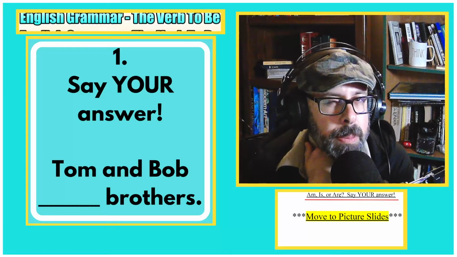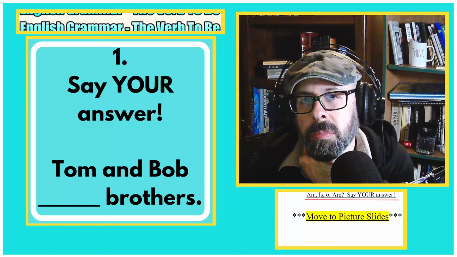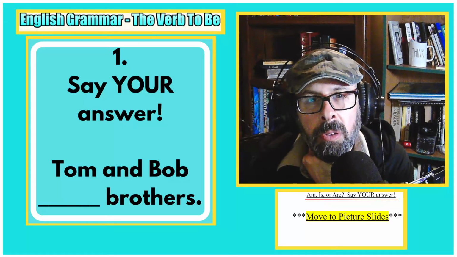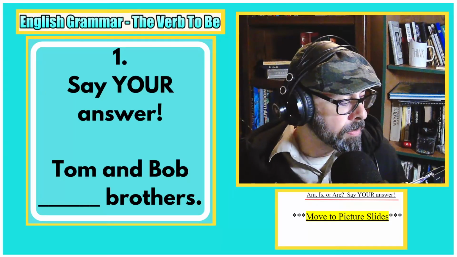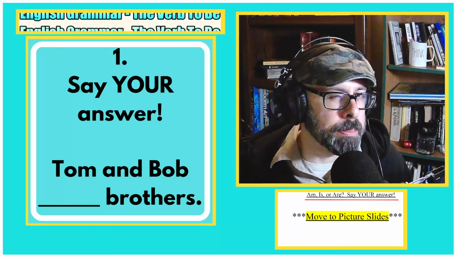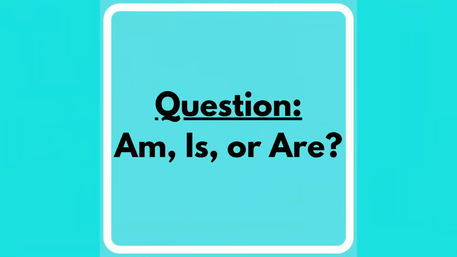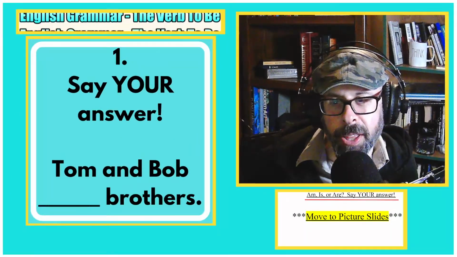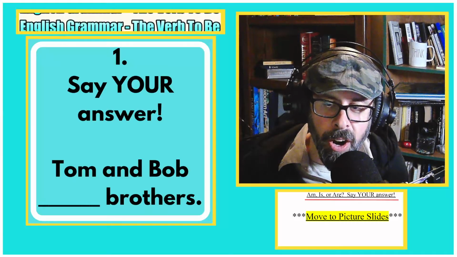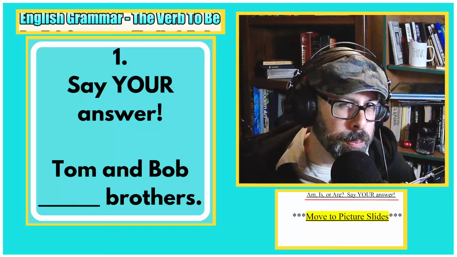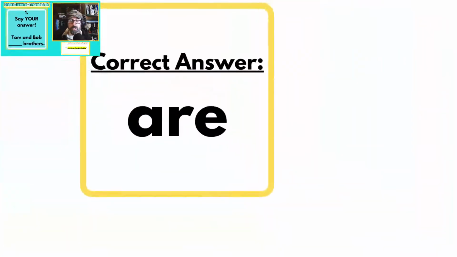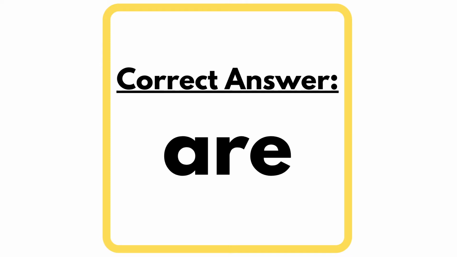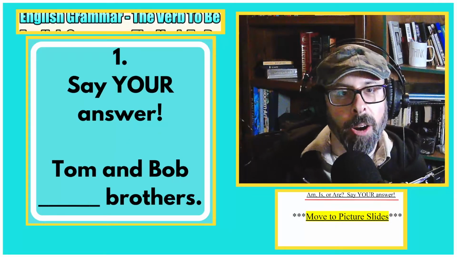Number 1. Tom and Bob, blank, brothers. Which one is correct? Am, is, or are. Tom and Bob, plural. Tom and Bob, they. Tom and Bob are brothers. Correct answer: Tom and Bob are brothers.